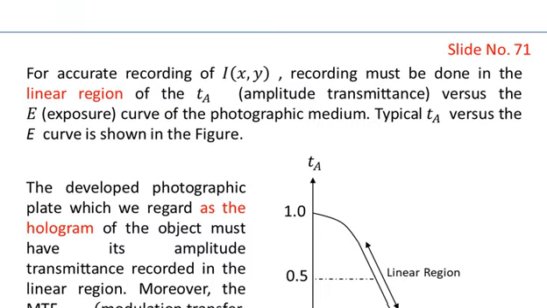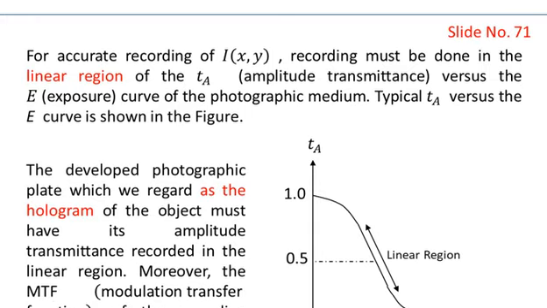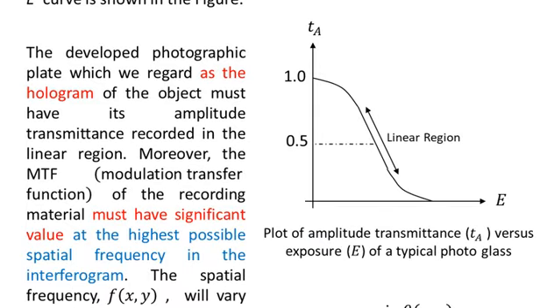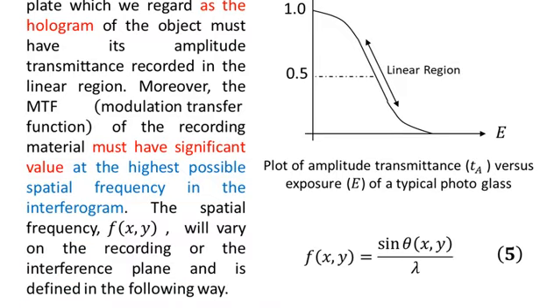So the recording must be done in the linear region, because it is a region where there is linearity between the exposure time and the amplitude transmittance of the photographic film. The developed photographic plate, which we regard as the hologram of the object, must have its amplitude transmittance recorded in the linear region. Moreover, the MTF, that is the modulation transfer function of the recording material, must have a significant value at the highest possible spatial frequency in the interferogram.